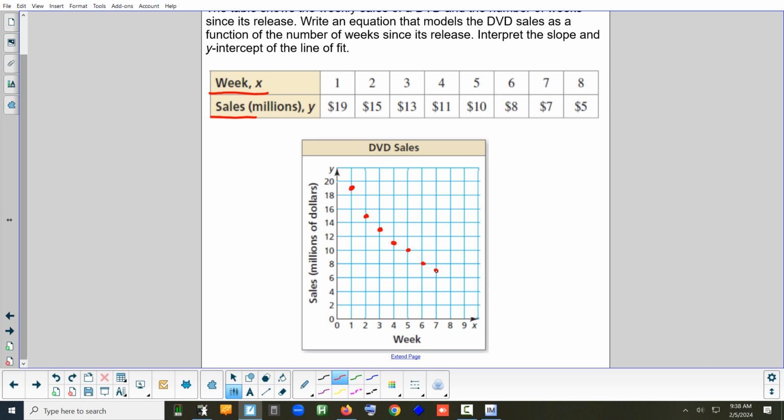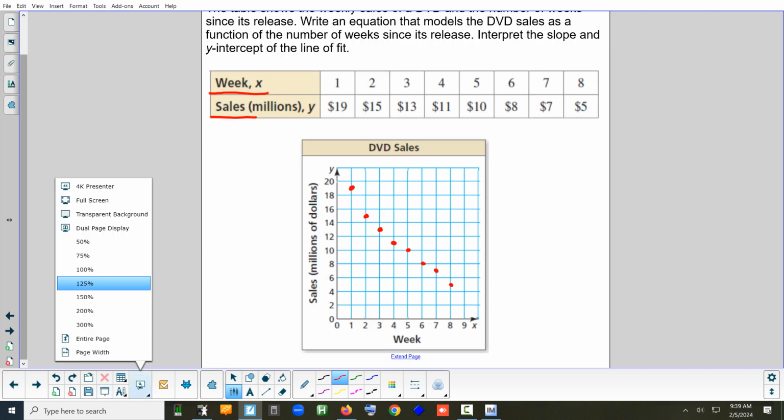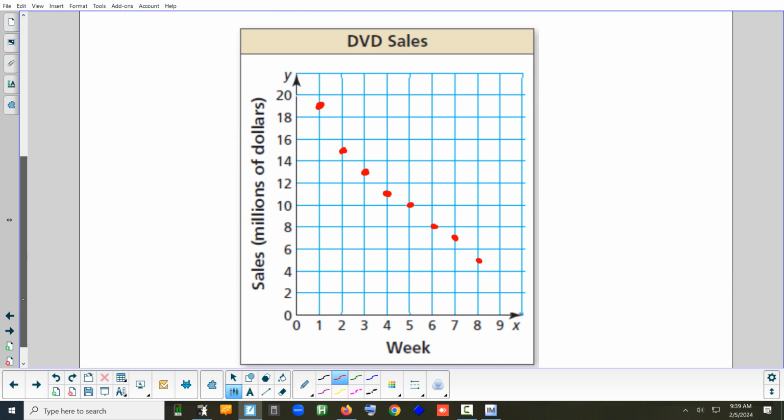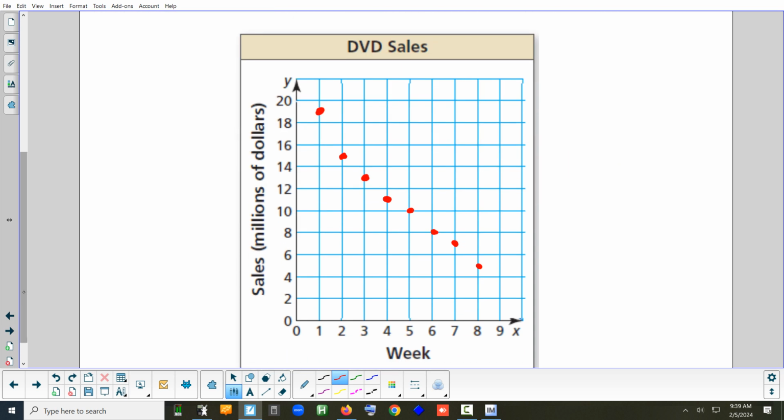8-5. Which way? 8-5 or 5-8? 8-5, yeah. So 8-5. And there we go. All right, so there's our scatter plot. Okay, any questions on that? All right, now let's make the line together. That way we all have the same line. Because if we all did it on our own, we all might have a little bit different line.